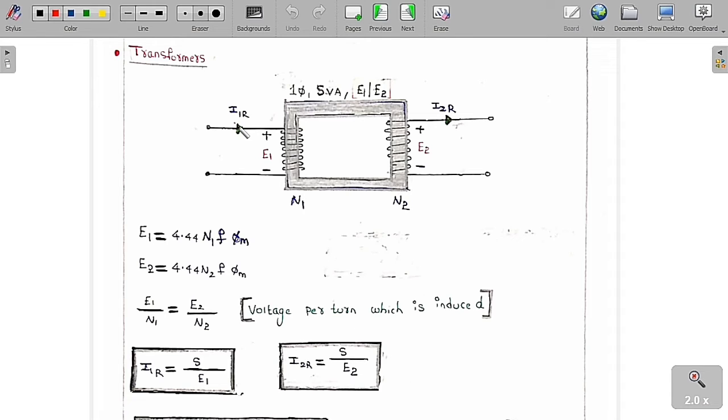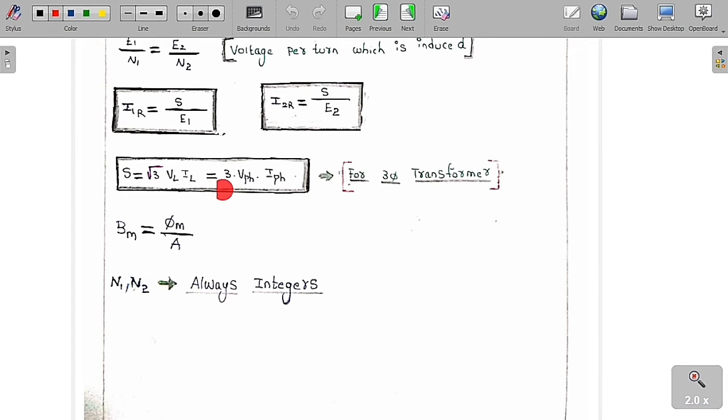If you want to find the rated current in the primary winding, I1R is equal to S by E1, and the rated current in the secondary winding, I2R, is equal to S by E2. By this you can know the rated currents in the primary coil and also in the secondary coil. Whereas for a three-phase transformer, this is the formula that you always have to use, but not for single phase: S is equal to root 3 into VL into IL, which is equal to 3 into V phase into I phase. This is the formula that you always have to remember for three-phase transformers.